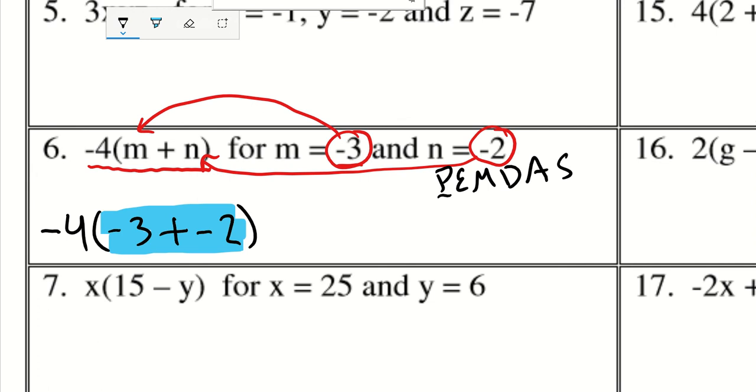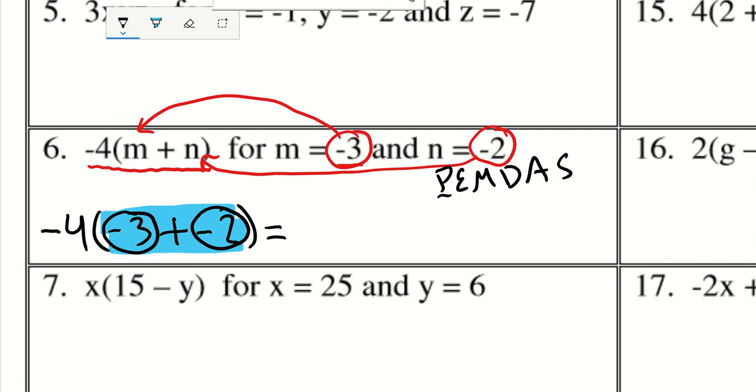We have -3 plus a -2. What I like to do is circle the number with the sign in the front, and as you can see, we have a -3 and a -2. They're in the same group, so they're actually going to add up and become more negatives.